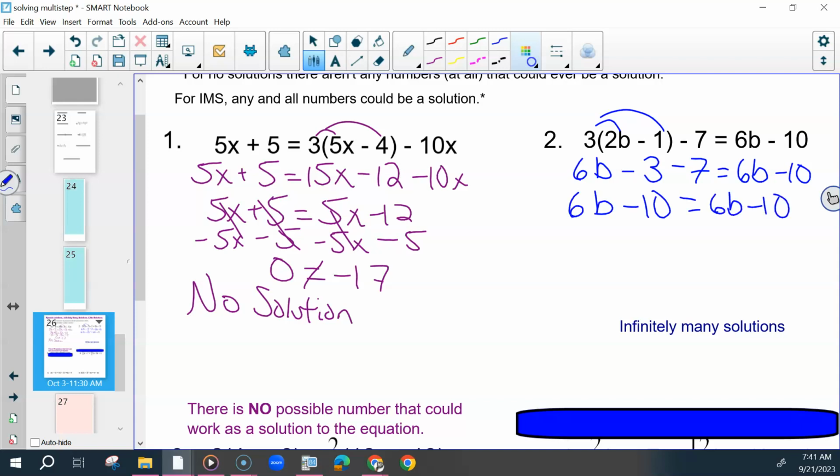What do you notice about this line? The 6b's are the same. And the 10s are also the same. So really, these are identical on both sides. So that's going to help us figure out that this is this special case.